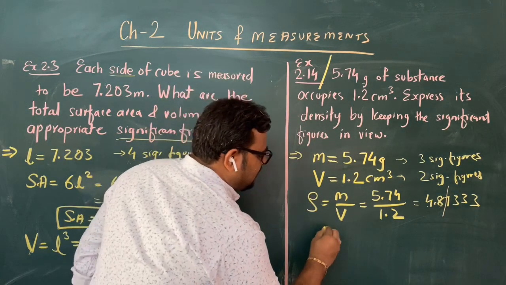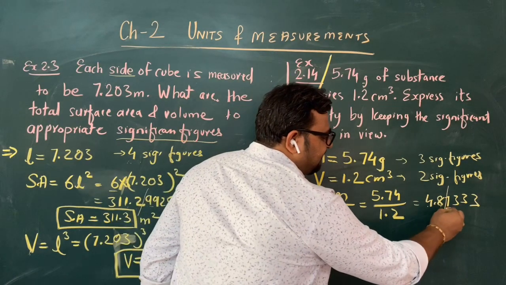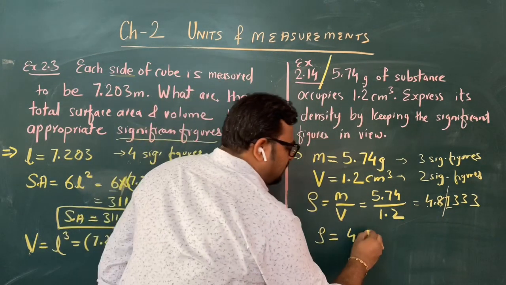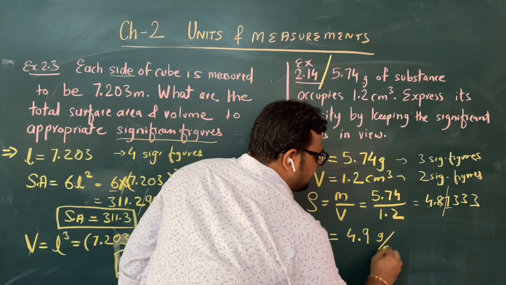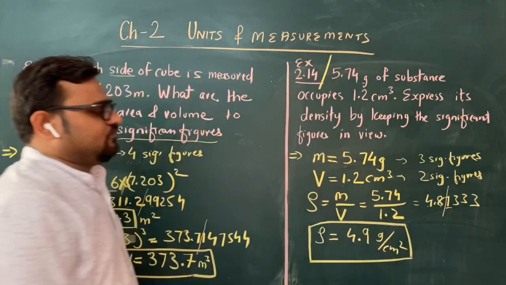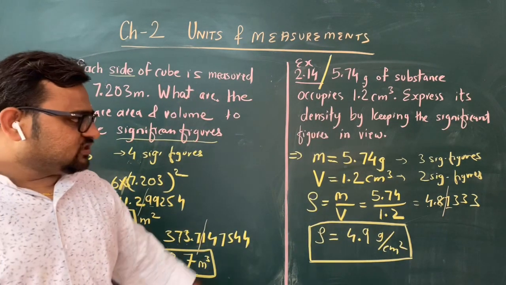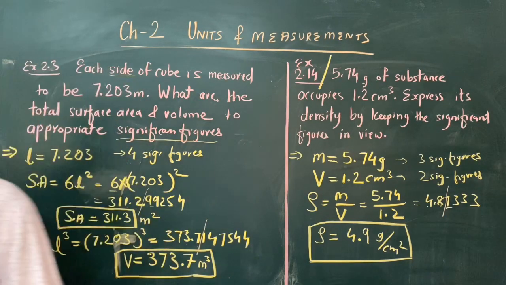So density will be equal to 4 point. Now when it is greater than 5, so it will be 4.9 gram per centimeter cube. Okay, so just note down example number 2.14.